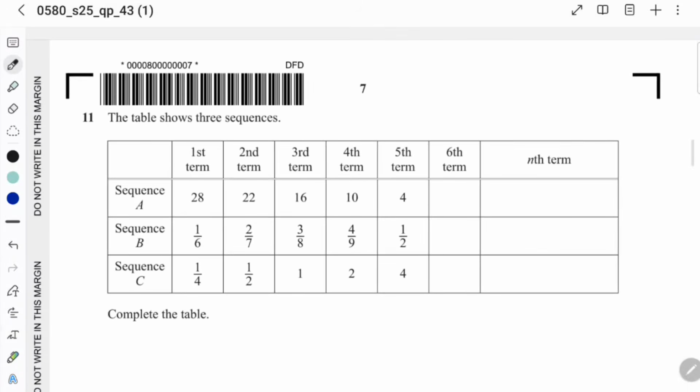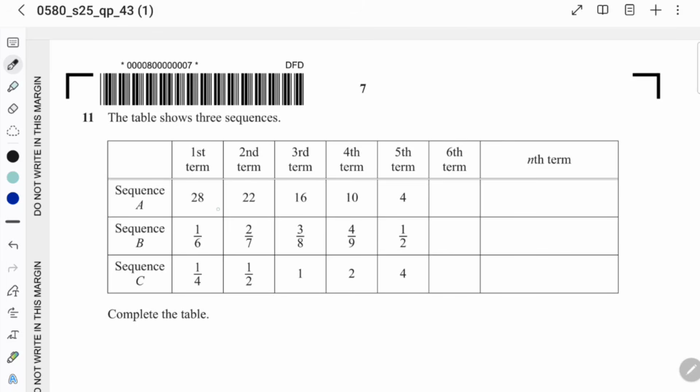Alright, now the next question is question number 11. In question number 11, we can see the sequence question. The table shows the 3 sequences. We have the first row, second row, third row, sequence A, B, C. The sixth row is empty and the nth term is also. So what do you do? You just write down the difference and then find out what type of sequence it is: linear, quadratic, geometric.